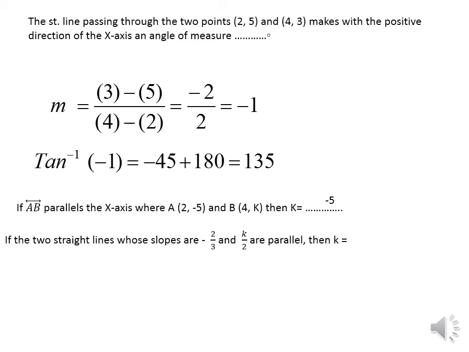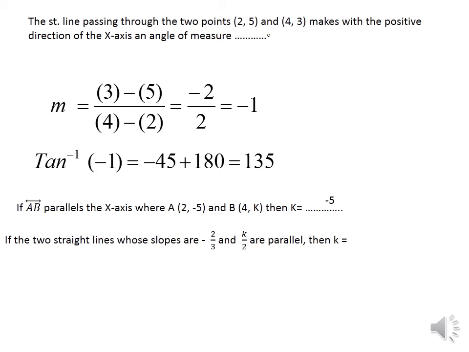Another example, AB is a line parallel to x-axis, and we have it passing through the 2 points A (2, negative 5) and (4, k). How to find k? Of course, if the line is parallel to x-axis, y2 will be equal y1, so k will be equal negative 5. If the two lines with the slope negative 2 over 3 and k over 2 are parallel, find the value of k.